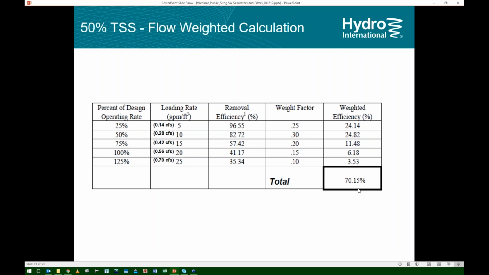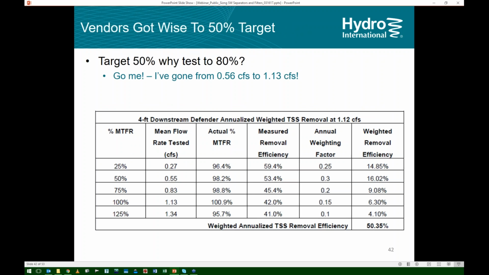Okay. So vendors did this, and they realized, okay, we can submit the data. We got 80%. We get 70%. We get certified for 50. Well, later vendors realized this and think, hang on a second. If we only have to get 50%, why am I submitting data for 80%?